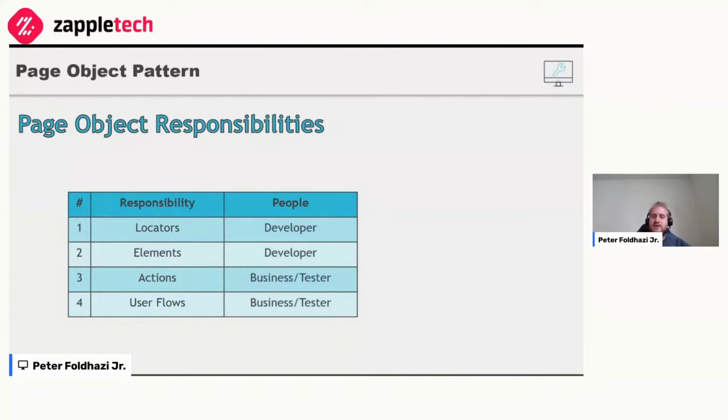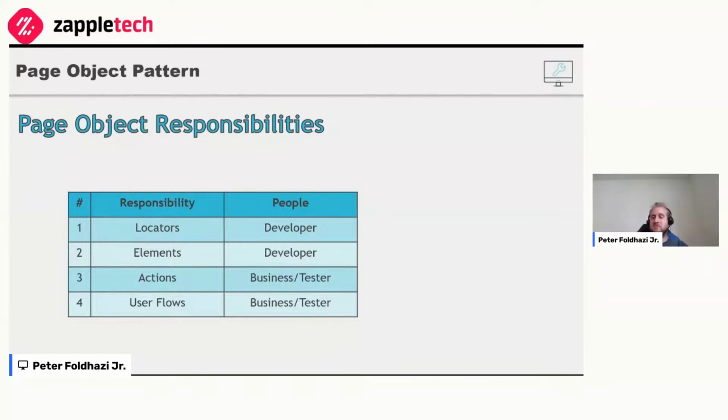So for the locators and elements, typically it's the developers because they are the ones who build the application. If there's a change in the DOM, then the locators are changing, and because of that, the elements are changing. So anything regarding the locators and elements, any change is going to come from the developers. So they are the responsible people.